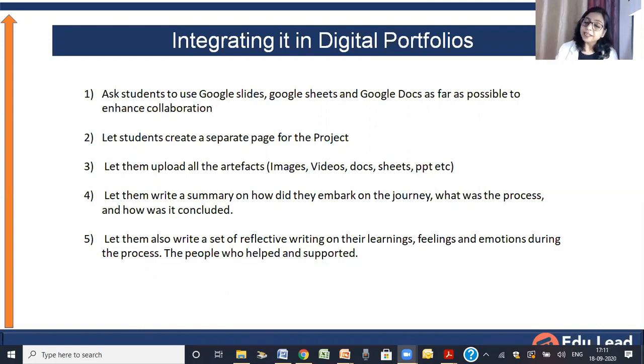They can also put up their reflections over there. They can put up the post-project summary there. They can also put up the feedback which has been given by the live audience to whom they presented their solution or the product, right? So all of those things can be put up in the project which the children are doing.